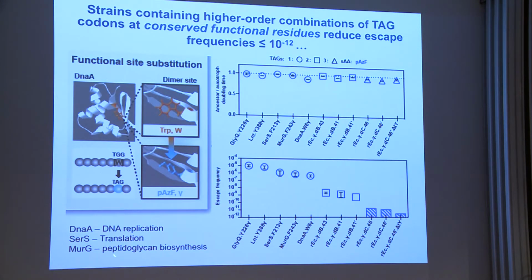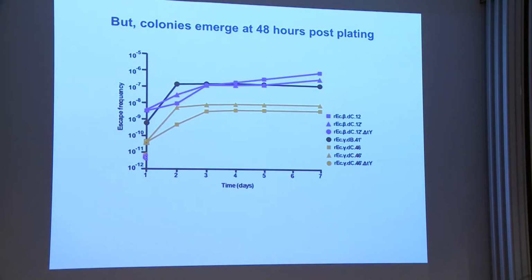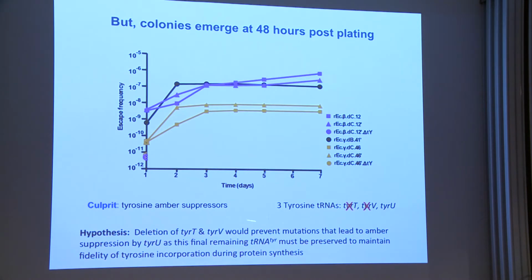Upon doing that against a few other proteins, we showed that we could push the limit of escape frequency detection below actually our limit of detection, which is about 1 trillion cells. And this required plating lots and lots of cells and a lot of hard work by the people who were doing that. But what we found is that after about 2 days, these small colonies started to form. And when we sequenced those genomes, we saw the formation of tyrosine amber suppressors.